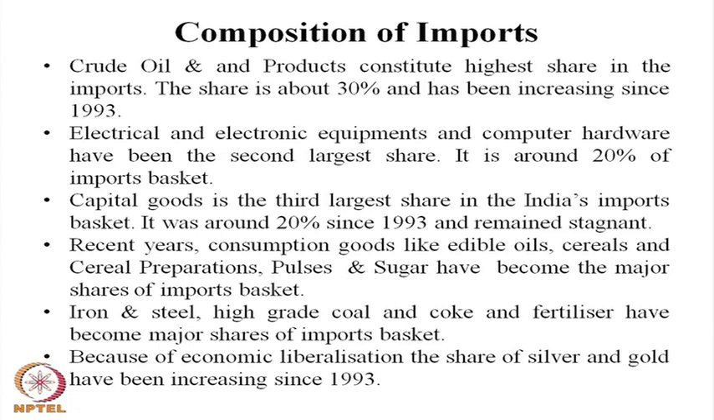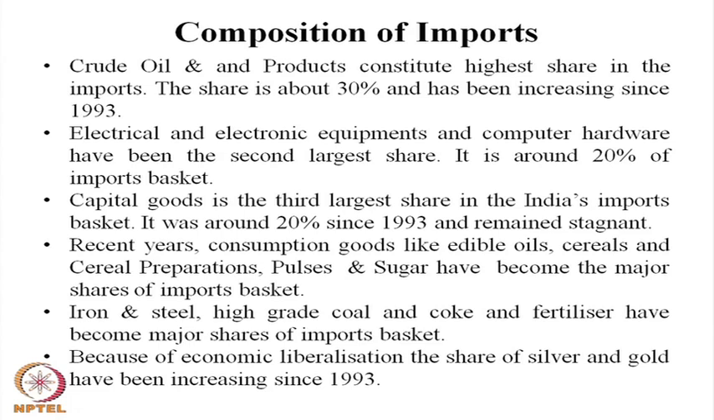Electric and electronic equipment, computer hardware have been the second largest share. It is around 20% of our import basket. Capital goods is the third largest in India's import basket. It constitutes nearly 20% of our import basket. In recent years, consumption goods like edible oils, cereal preparations, pulses, sugar have become major shares of the import basket. Iron and steel, high grade coal, coke, fertilizer have become major shares of the import basket.